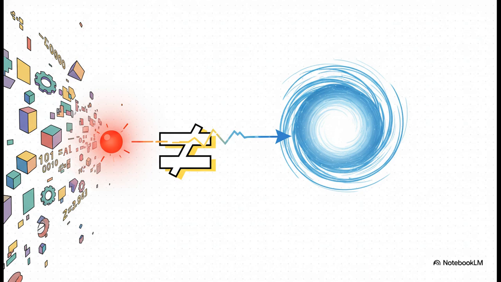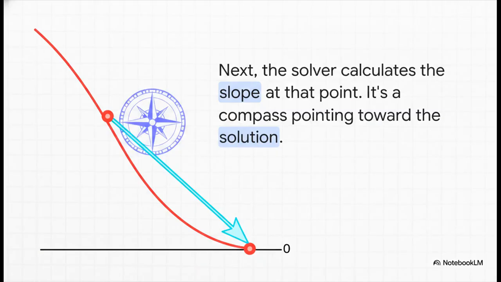See that red dot? That's the residual for our guess. And yeah, it's not on the 0 line. We're not there yet, not even close, but that's okay. We've established our position. We know how far off we are. Now for the really brilliant part. The solver looks at our exact position on the curve and calculates the slope right there.